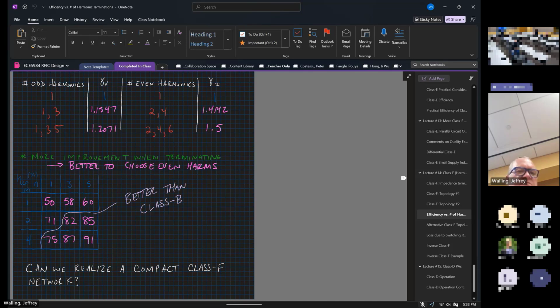But we did look at this concept that if we terminate all the odd harmonics with a high impedance and all the even harmonics with a low impedance, then we get 100% efficiency. But if we only terminate a few of them, we can do pretty good. For instance, if we terminate harmonics 1 through 5, we would get a 91% efficiency. So it's not too bad.